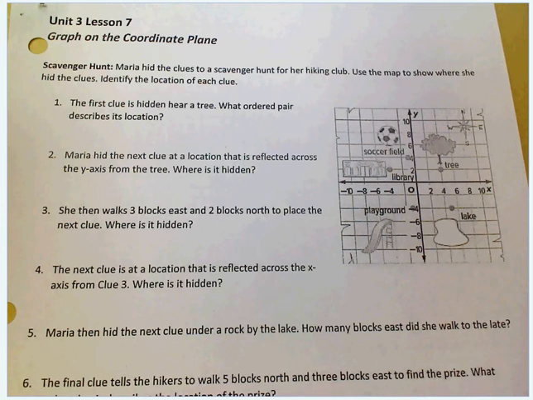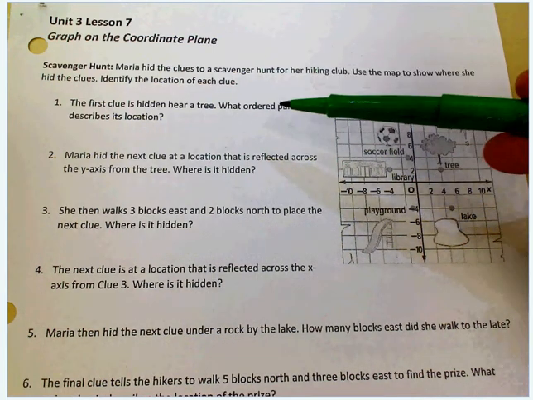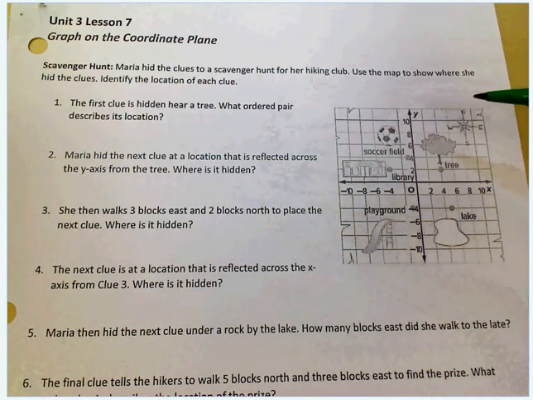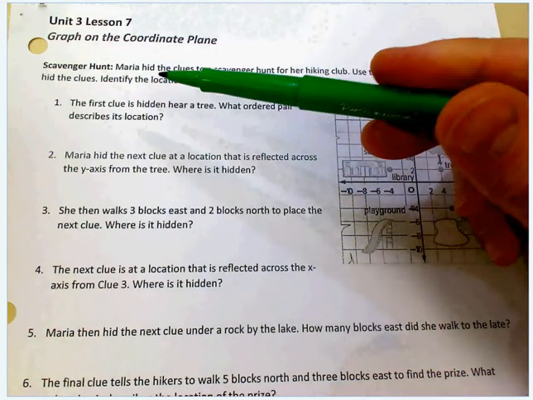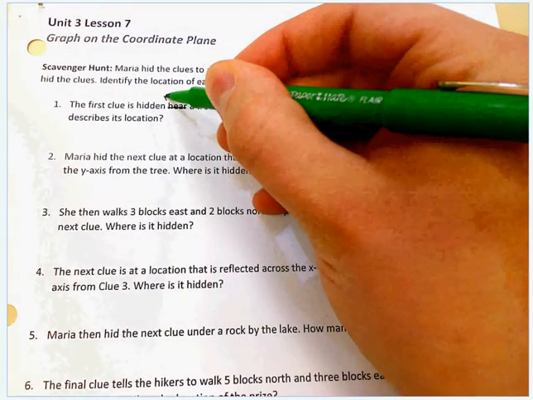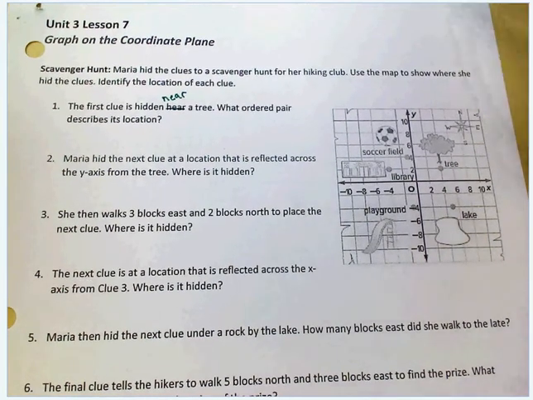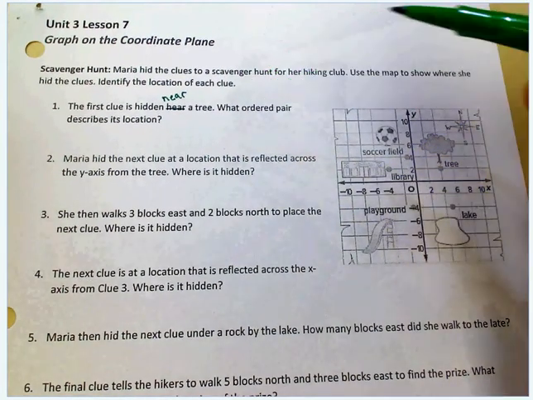Looking at Unit 3, Lesson 7, Graphing on a Coordinate Plane. We're going to use the map over here on the right in order to find specific clues that Maria has hid for her scavenger hunt for her hiking club. Now, the first clue is hidden near here. What ordered pair describes its location?